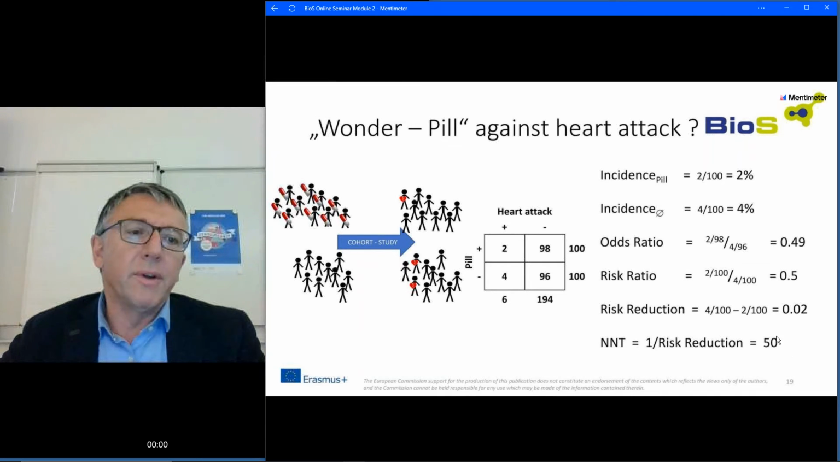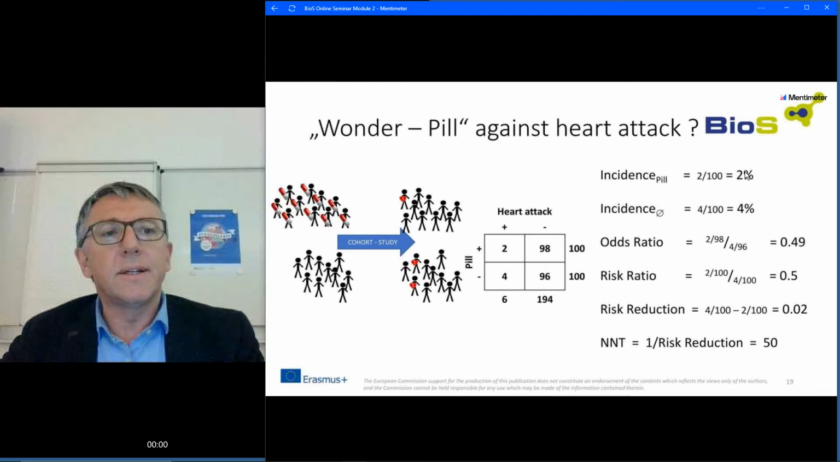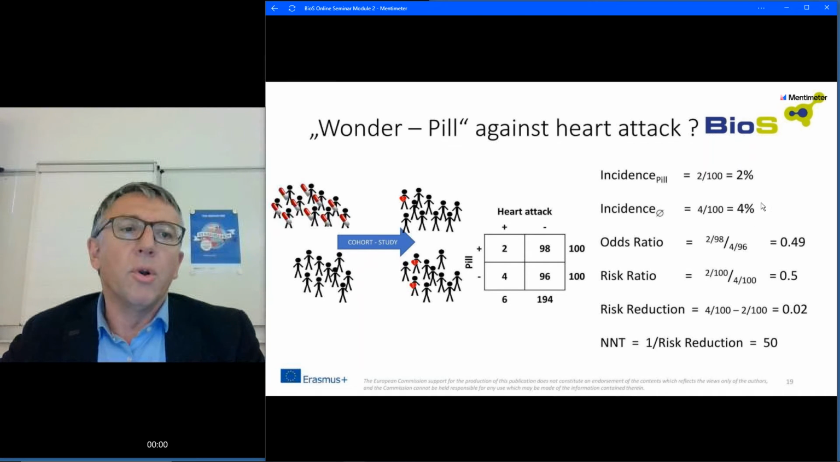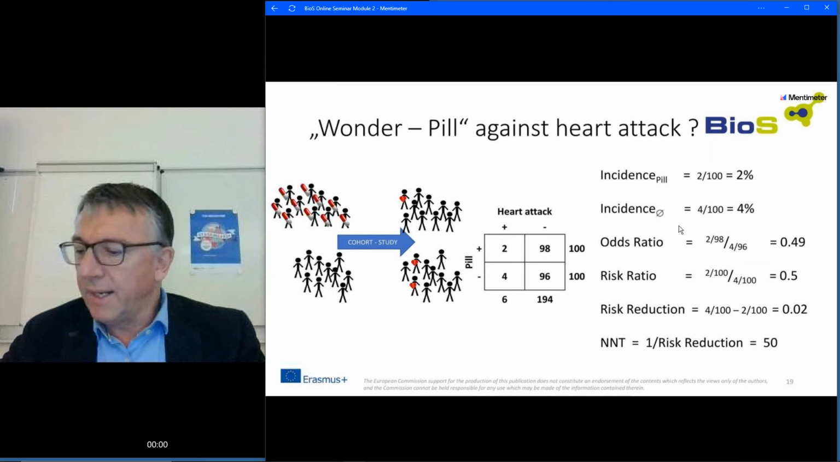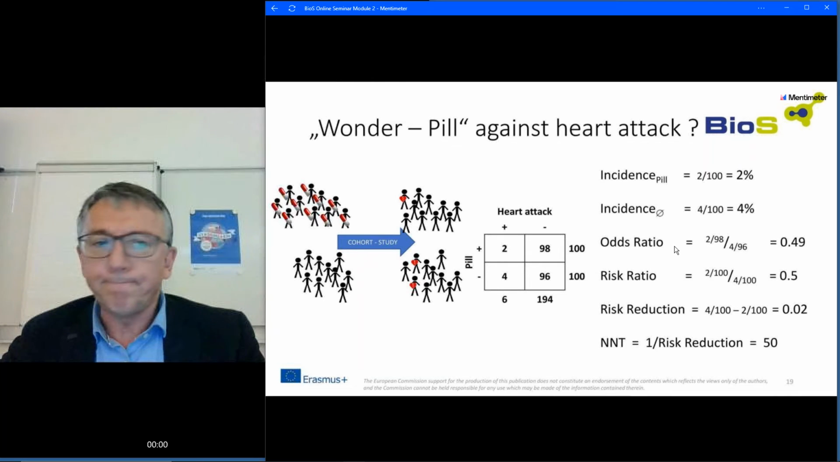So this is not very effective because you need to treat many people. And this is mainly related to the low incidence to start with. So you treat people who have a low incidence of developing the disease. If you would treat people who had a higher incidence of developing the disease, then it would be much more effective.